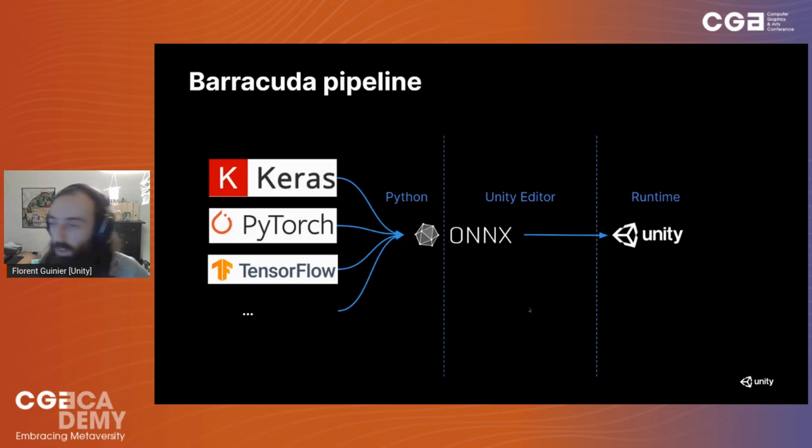Okay. Let's move to the Barracuda pipeline. So we have seen some use cases, and I hope it shows how powerful machine learning could be for real-time 3D applications, both at inference time or runtime and at authoring time. But now we want those models to actually go from the Python world to the on-device world, and that's what Barracuda is doing. So the flow is from the left to the right.